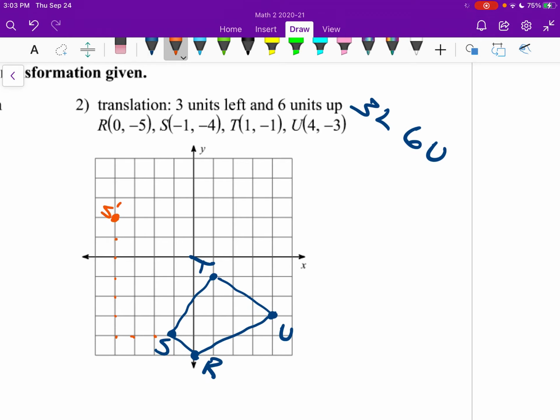This is going to be S prime. 1, 2, 3, 1, 2, 3, 4, 5, 6. For R, there's R prime. 1, 2, 3, 1, 2, 3, 4, 5, 6. There's T prime. And then U will do the same thing. There's U prime. And we can draw our shape. And we're done.